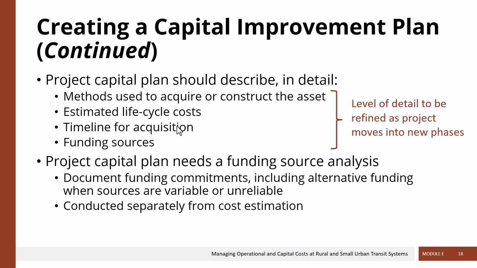It's important also to not tie together, or to do necessarily at the same time, funding or budgets and cost estimation. One of the worst ways to approach a capital improvement plan and a project capital plan is to try to say, well, I'm going to have this much money available, and so that's how much this project is going to cost. That is not a realistic way to create a capital project plan.